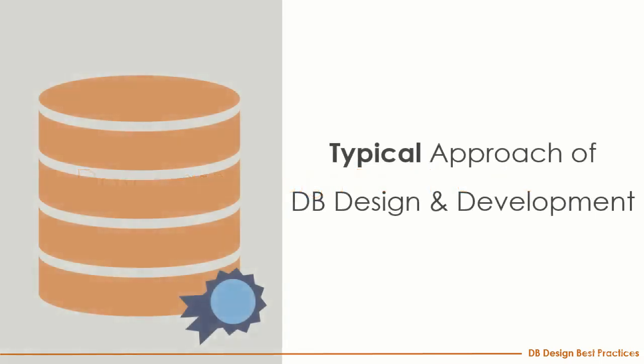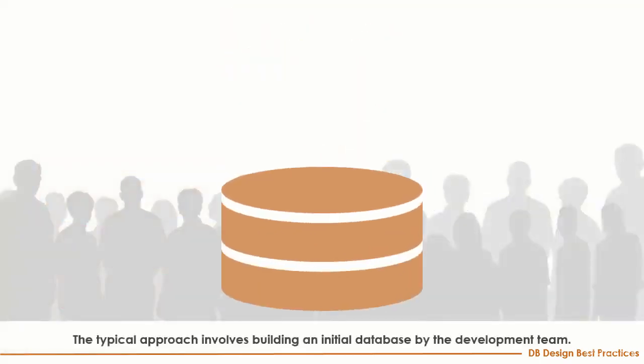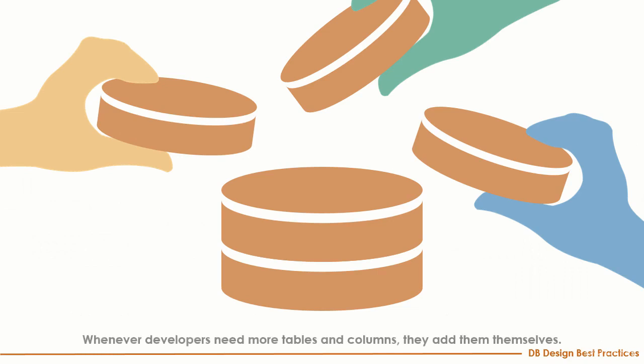Let's take a look at the typical approach of database design development in our software development team. Typically, we will develop the initial database with the development team altogether. This will have quite a small number of tables and columns, just to initialize the development. However, from time to time when developers need tables or columns to store their information, they will add the tables and columns by themselves.